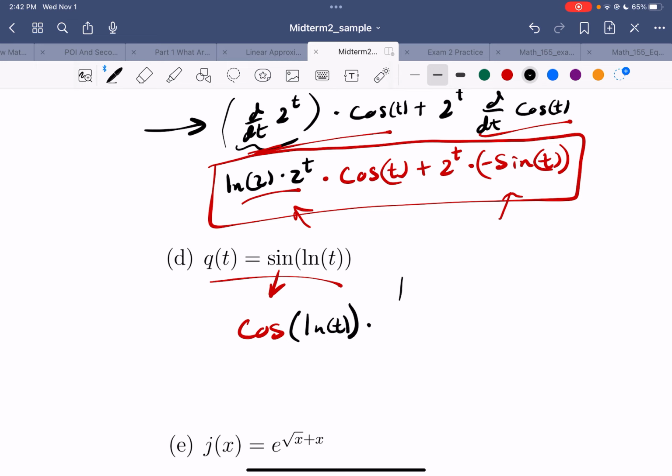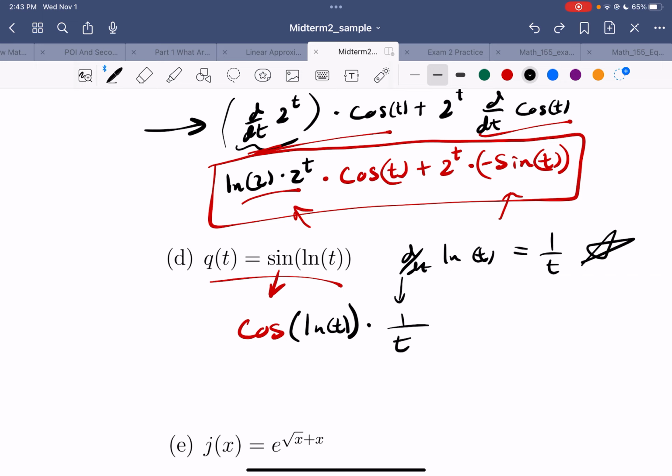And now I take the derivative of the inside. So this is the derivative of natural log, which is 1 over the thing inside. So if it's a t, it's a 1 over t. If it's an x, it's 1 over x. If it's a function, you got to use the chain rule. But anyway, that's not my answer, but I would put a star next to this. You should totally know some log derivatives.